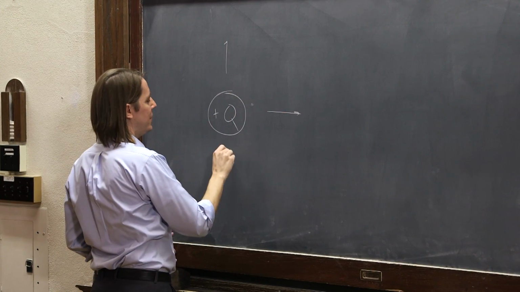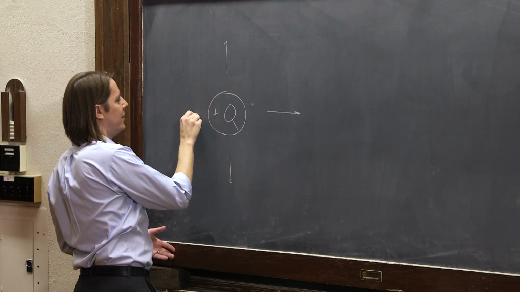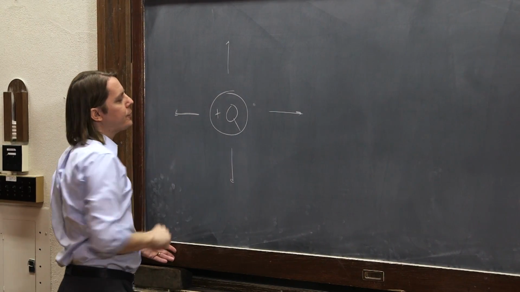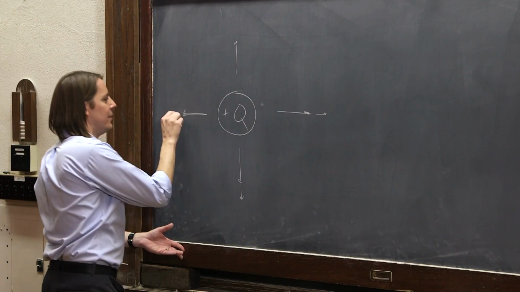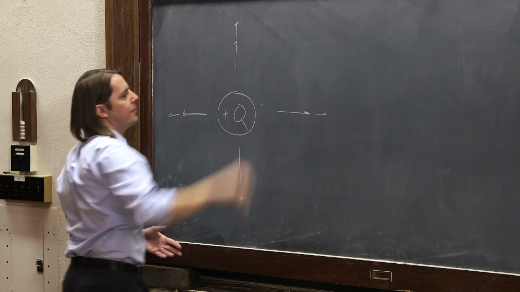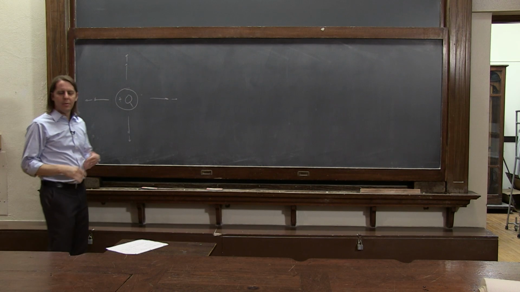If we're here, we draw one like that. If we're here, we draw one like that, draw one like that. And as you get farther away, the field gets smaller. So we might draw it like this, farther away. And this worked pretty well.